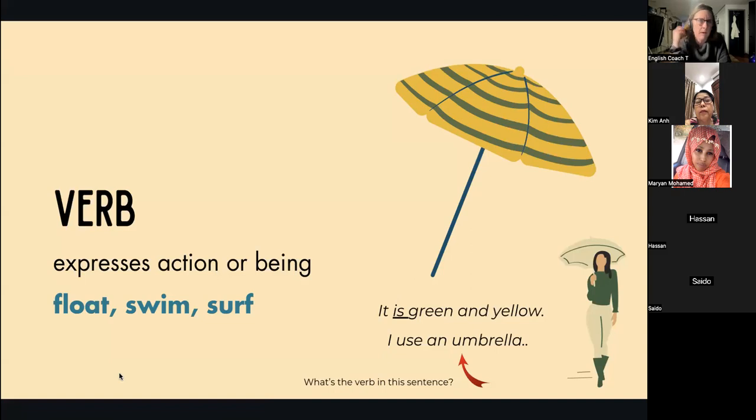Oh, Isra, it came up in Arabic. Oh, I could learn Arabic in this class too.